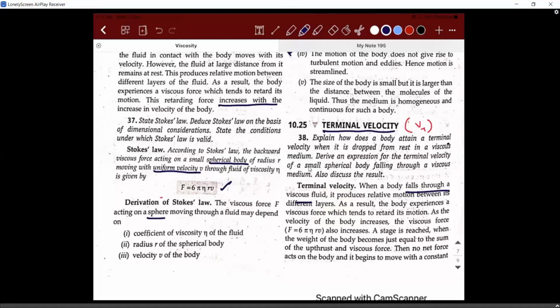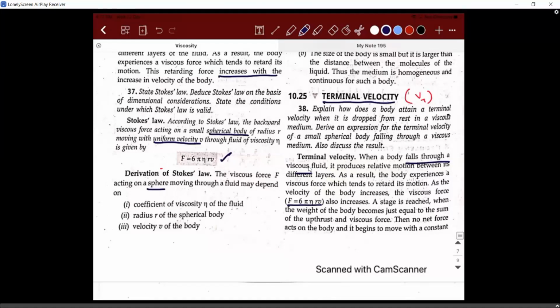As the velocity of the body increases, the viscous force that is coming into the picture will also increase. It will try to increase its force in the opposite direction. Its objective is to stop only, right? So the viscous force, 6 pi eta r v, that we derived now, is going to constantly increase. Then after all this process is over, there will be a particular stage where the object starts moving with uniform velocity. At that point, what are all the parameters that are getting balanced?